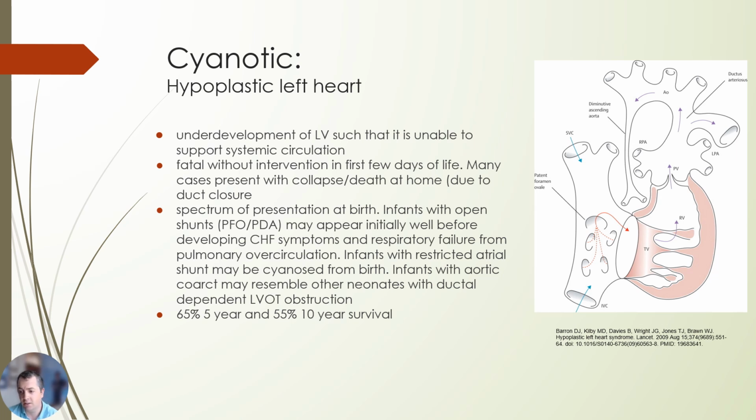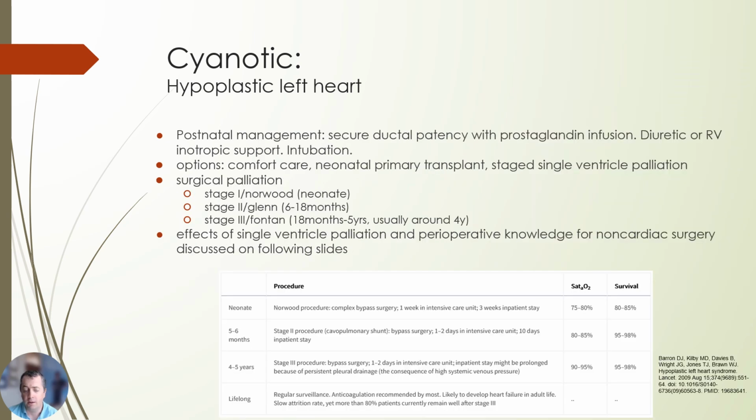You can see in this case, picture to the right, the RV is responsible for both pulmonary arterial flow and systemic flow. Around 65% 5-year survival, 55% 10-year survival for this. Postnatal management is to secure ductal patency with a prostaglandin infusion, diuretic or RV inotropic support, and intubation. Options are comfort care, neonatal primary transplant, or staged single ventricle palliation, which is probably what we see more frequently.